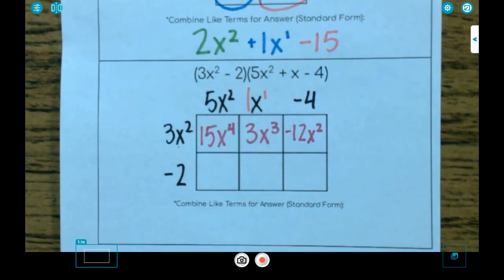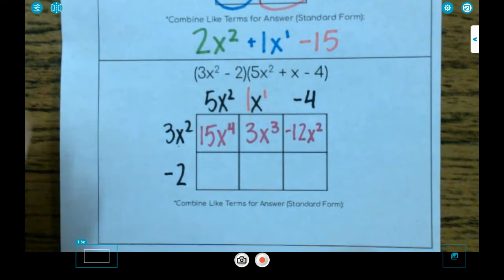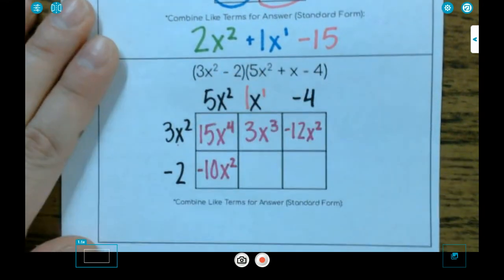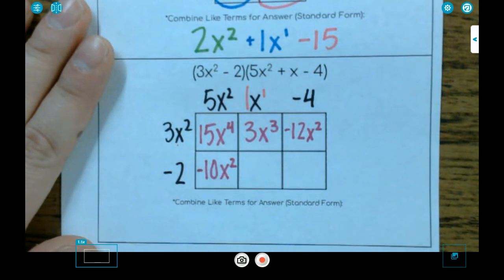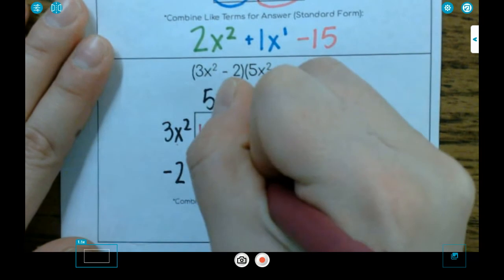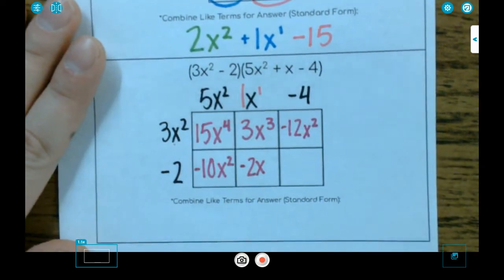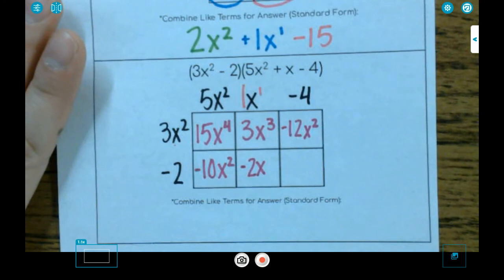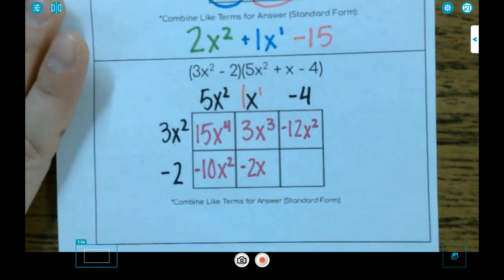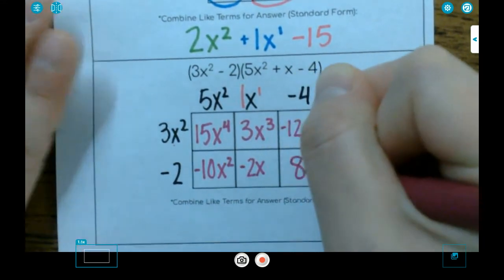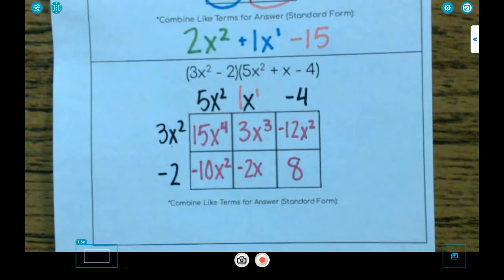Bottom left hand, I've got negative 2 times 5, which is negative 10. And then just that x squared. Negative 2 times x is just negative 2x. And then negative 2 times negative 4, negative times negative is positive, so I'm going to get plus 8. It's positive there.